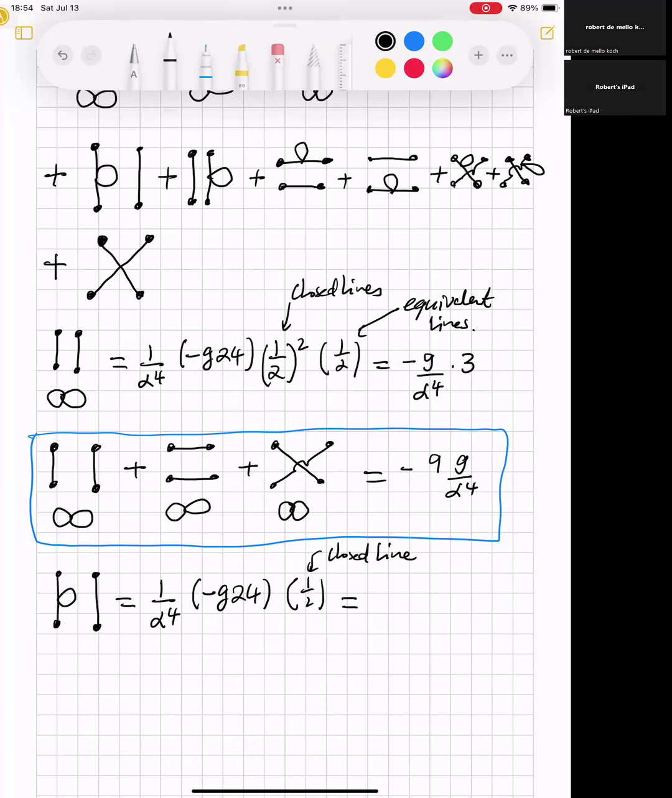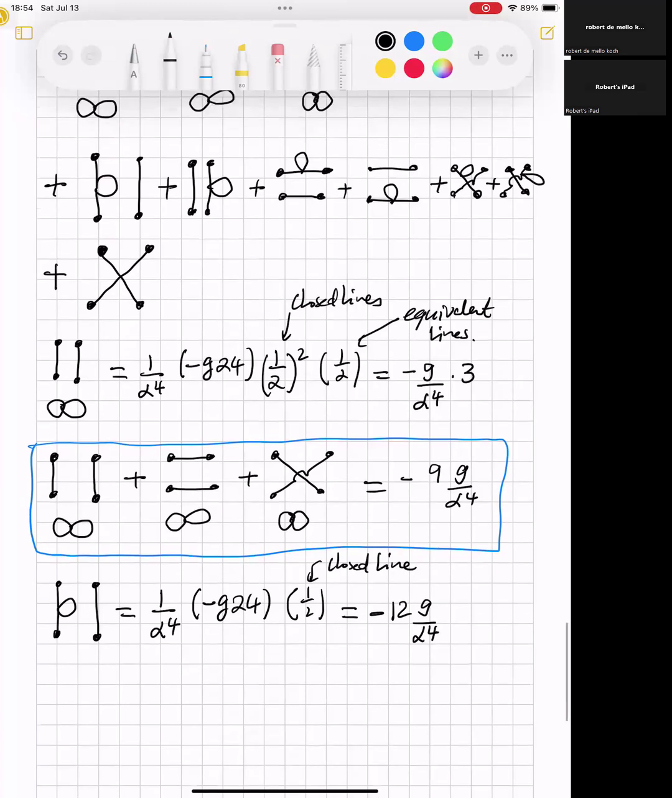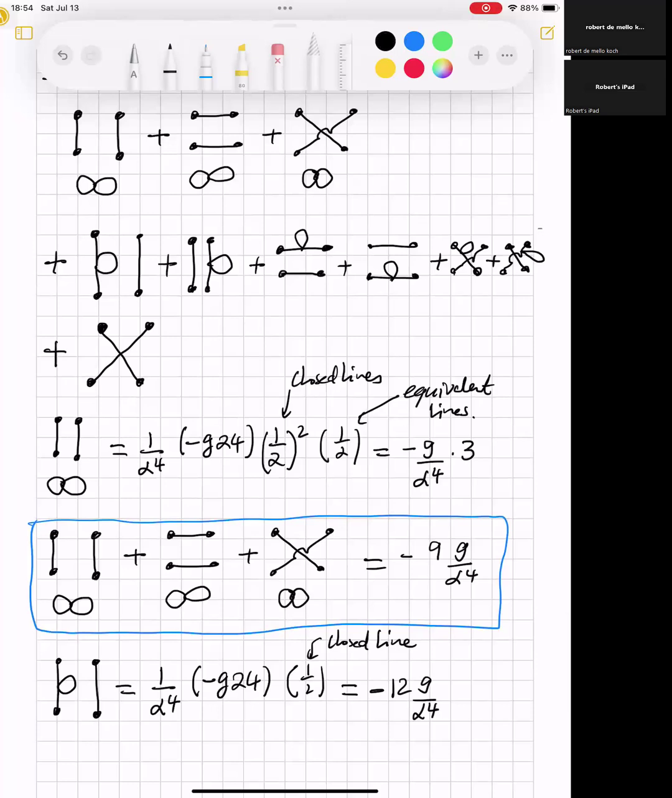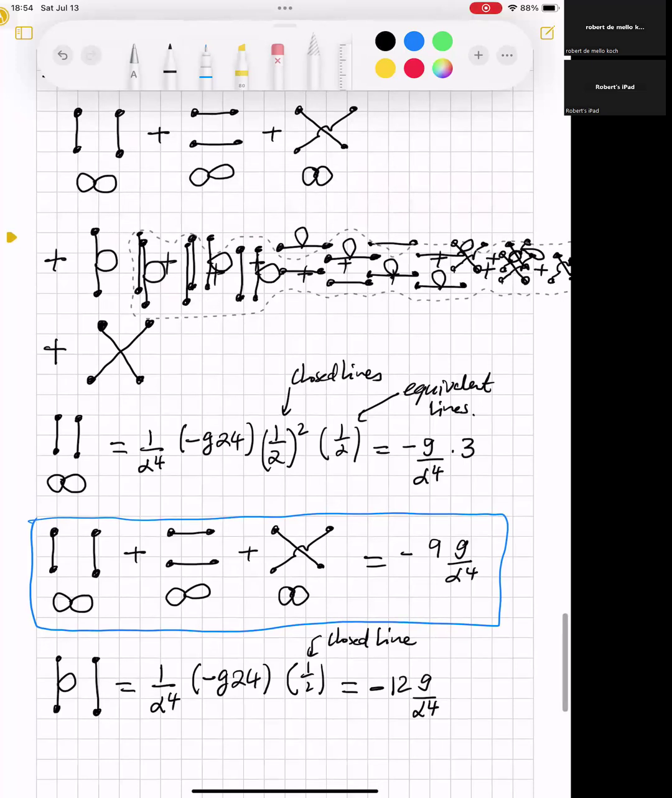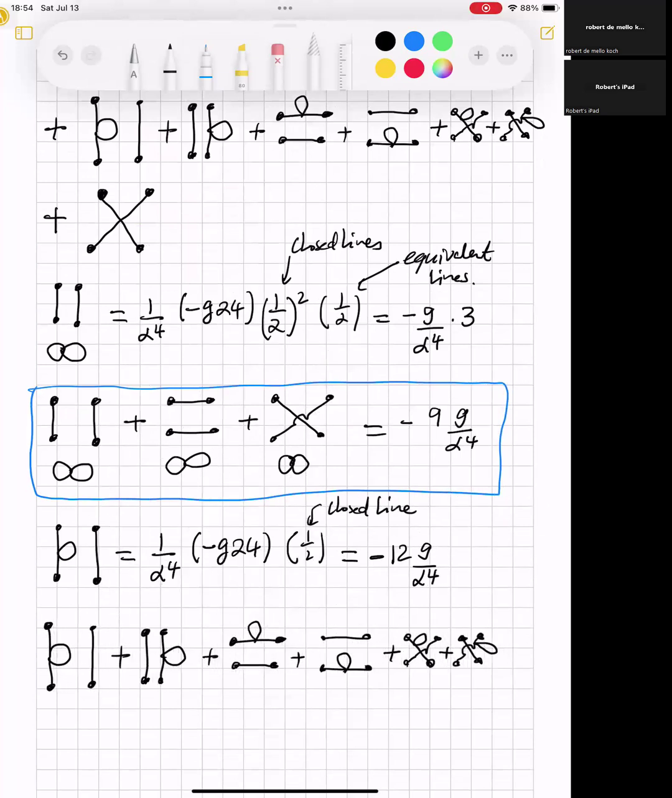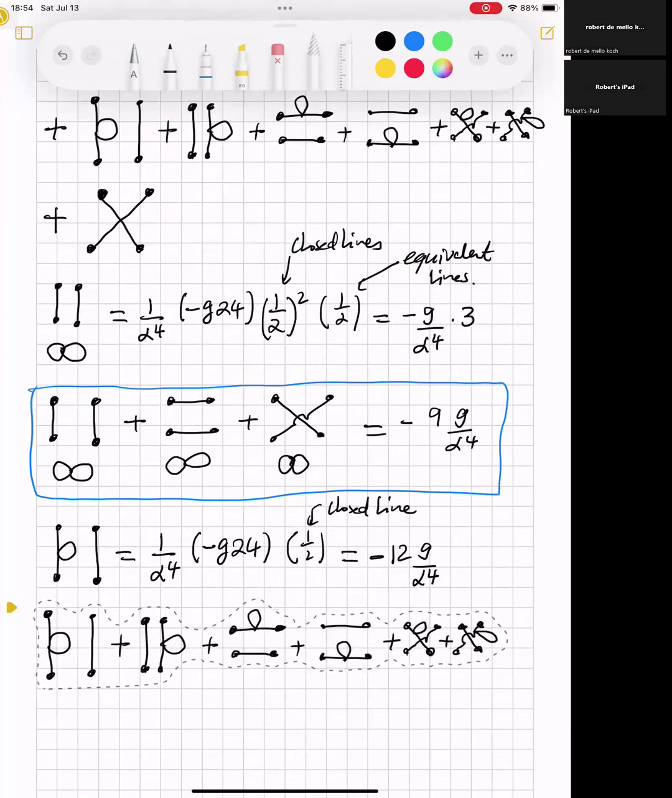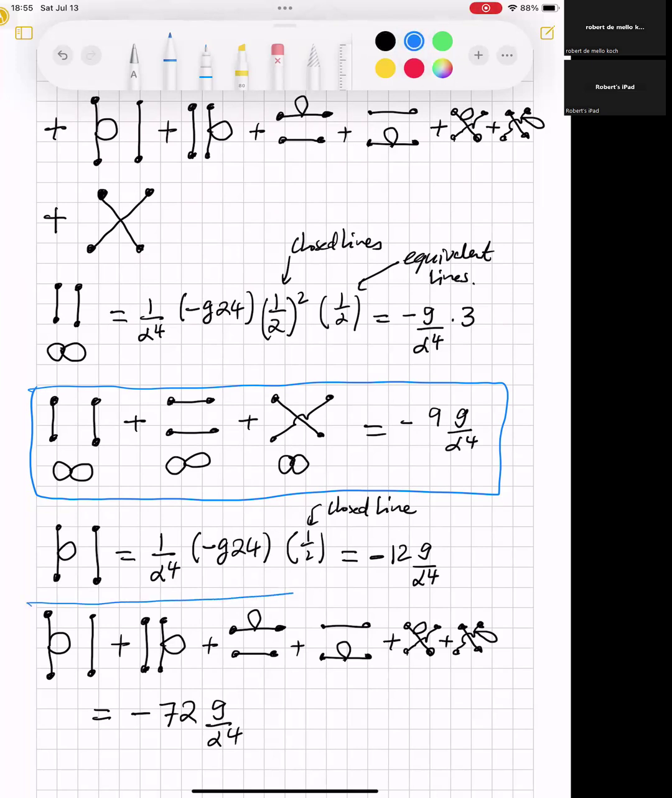So what does this give us? Well, we've got minus 24 over 2 is 12. And then we've got g over alpha to the 4. Good. Now, every single one of the diagrams that is sitting here will give exactly the same contribution. So we can add all of these, okay? Good. So let's move this down here. There are 1, 2, 3, 4, 5, 6 of these. So this will be equal to 6 times the result that we just got, 6 times 12 is 72 g over alpha to the 4. Good. So that's the next result that we got.